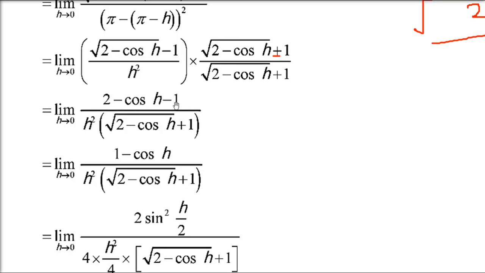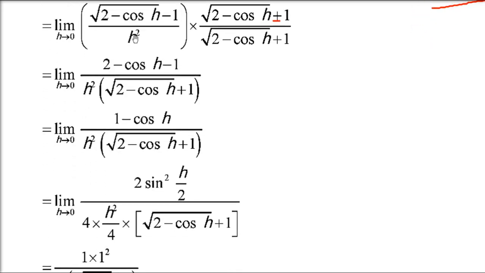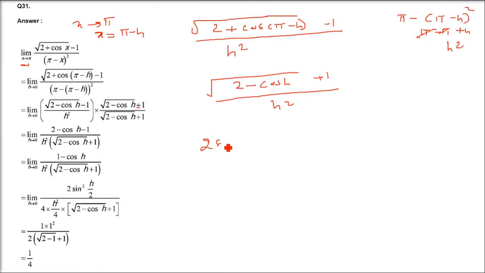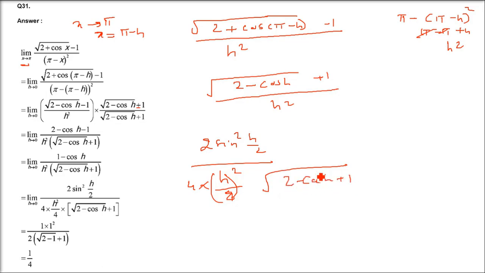And then you have h square under root 2 minus cos h plus 1. So you have denominator h square, then under root 2 minus cos h plus 1. So what are you going to get? See, 1 minus cos h, so 2 sin square h by 2. Denominator you have h square. I am having 4 and 4. That is h square by 4. And then denominator you have under root 2 minus cos h plus 1. So this whole is going to be 1.